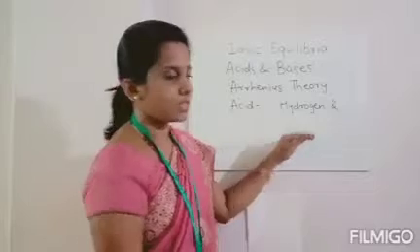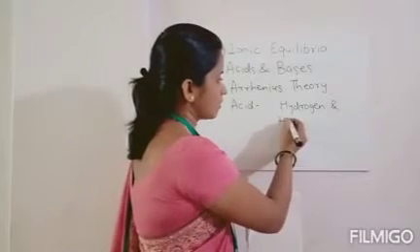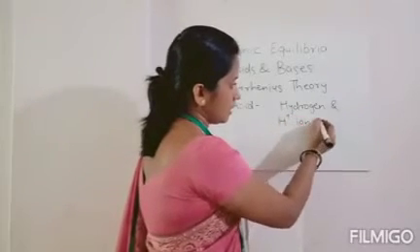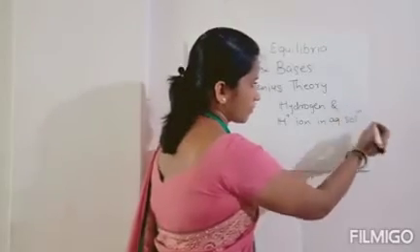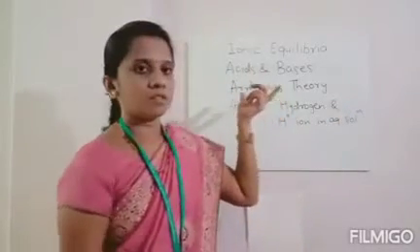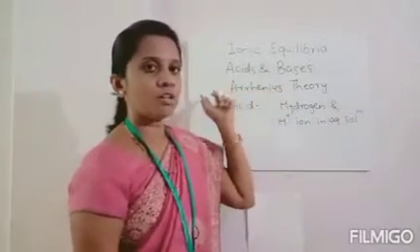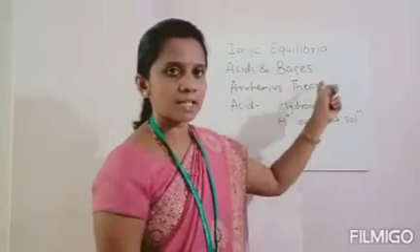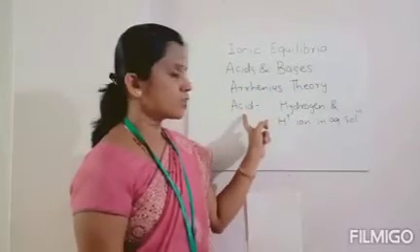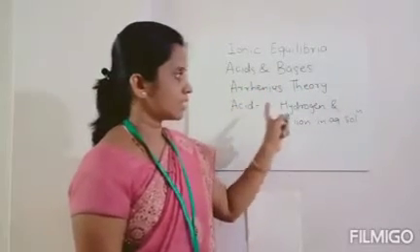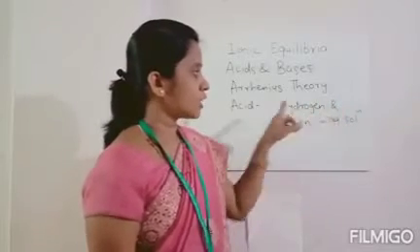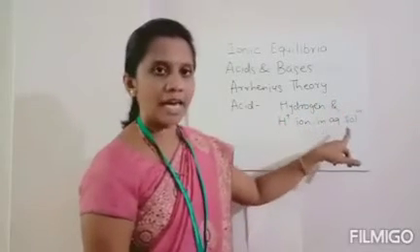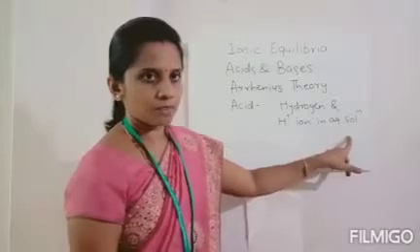which will give H plus ion in aqueous solution. We are looking for Arrhenius theory of acids and bases. According to this theory, acid is a substance which contains hydrogen and which gives H plus ion in aqueous solution.